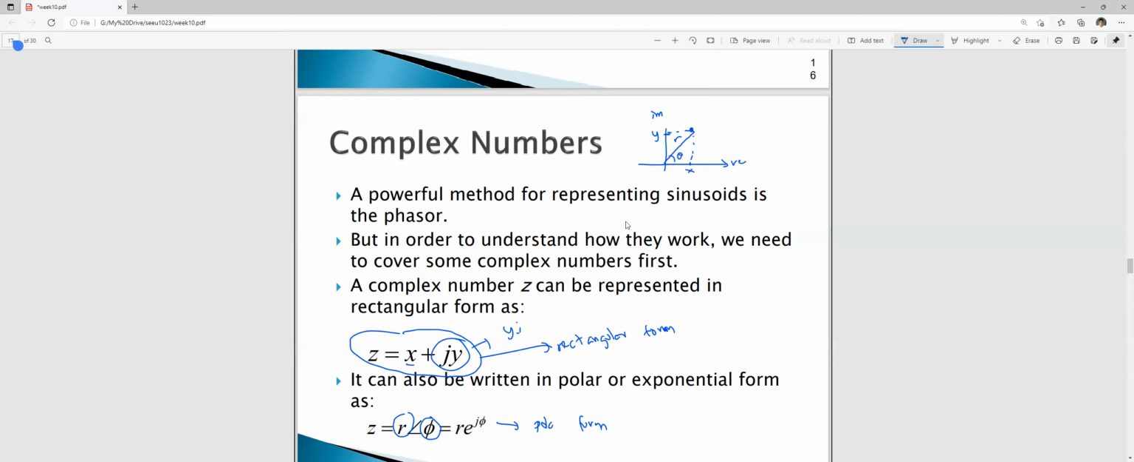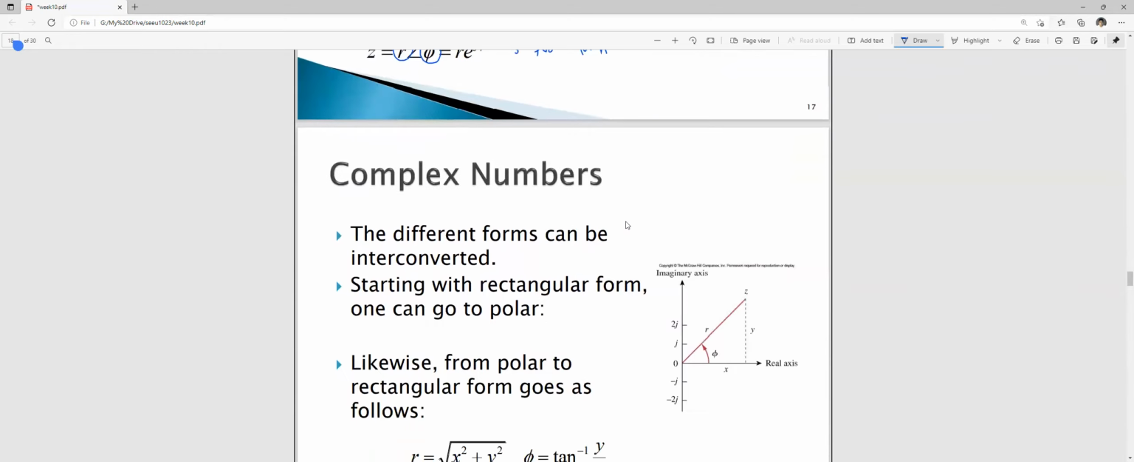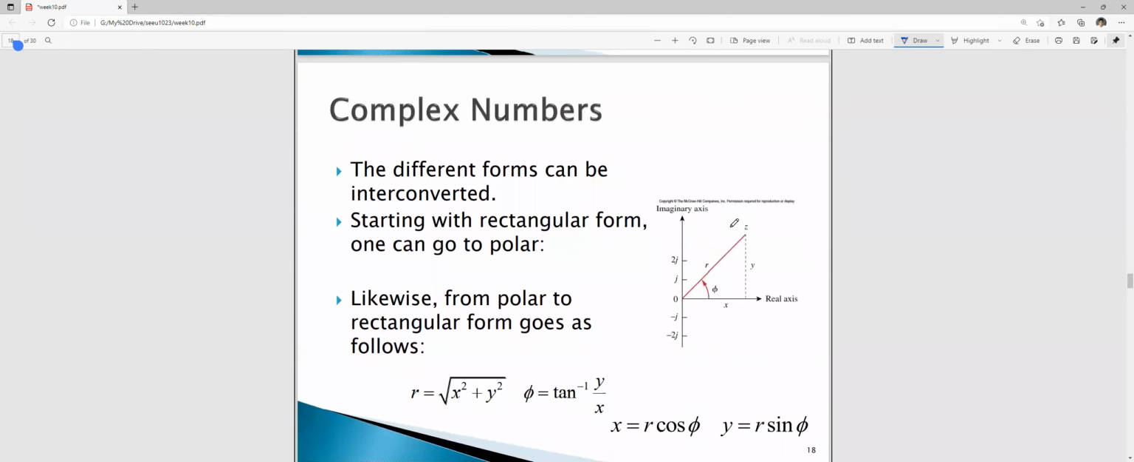So you can use your calculator to change from rectangular to polar or from polar to rectangular form. Okay, so these two forms are interchangeable, interconverted to each other.